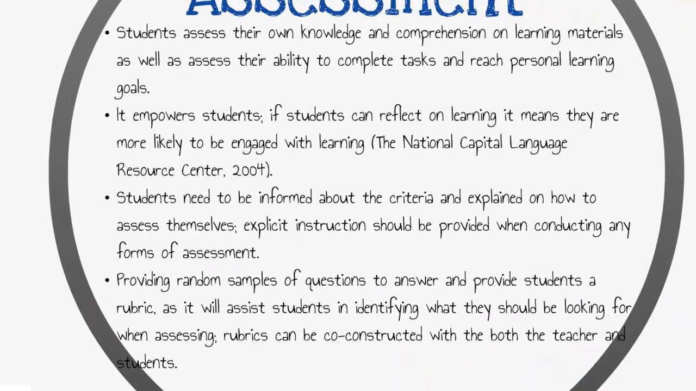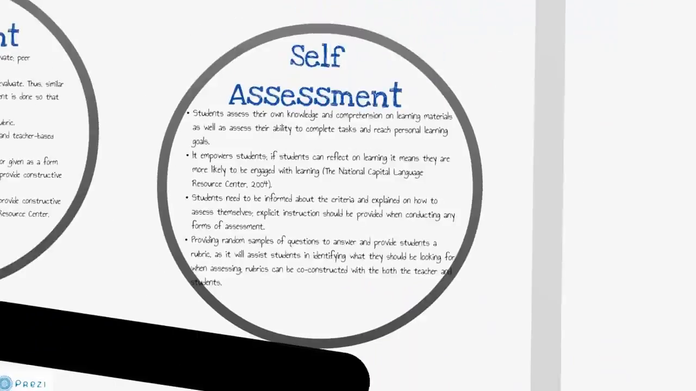Students assess their own knowledge and comprehension on learning materials, as well as assess their ability to compare tasks and reach personal learning goals. If students can reflect on learning, it means they are more likely to be engaged with learning. Students need to be informed about their criteria and explained on how to assess themselves. Explicit instruction should be provided when conducting any forms of assessment, providing random samples of questions to answer, and providing students a rubric, as it will assist students in identifying what they should be looking for when assessing. Rubrics can be co-constructed with both the teacher and the students.